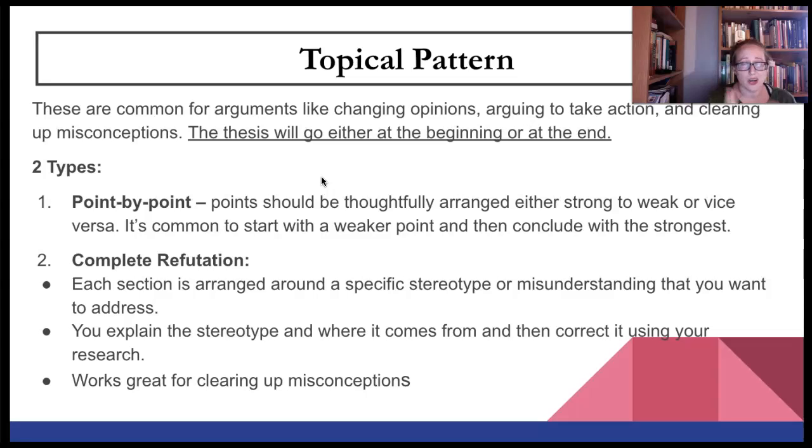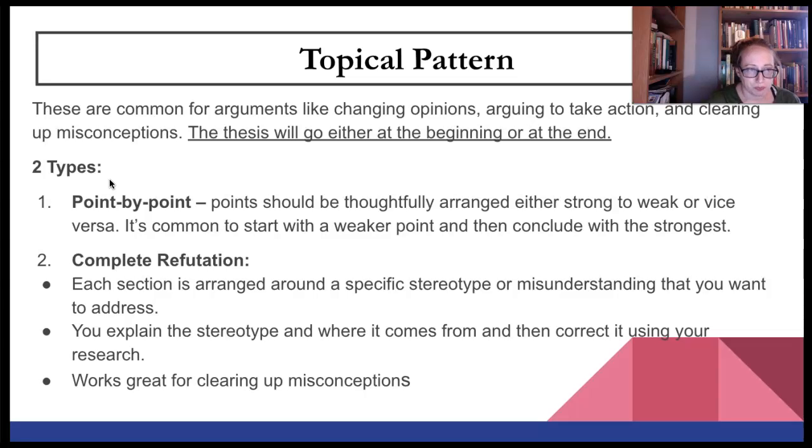This really works, and the thesis can go at the beginning or the end with this one depending on how controversial the issue is. But there's two types here. If you're changing opinions or taking action, you're probably doing something point by point, where you have your thesis statement and then here are the reasons. You know what I mean? It's a pretty standard traditional format. The 5-paragraph essay uses this point-by-point format where after your intro, you have your 3 reasons. Don't do 3 body paragraphs because that would be way too long. Split it up, you know. But the point-by-point, and maybe organizing it from your weakest point to your strongest point and then concluding.